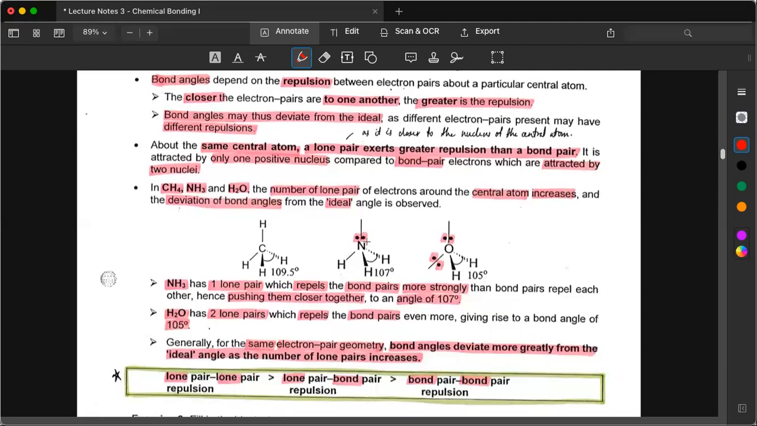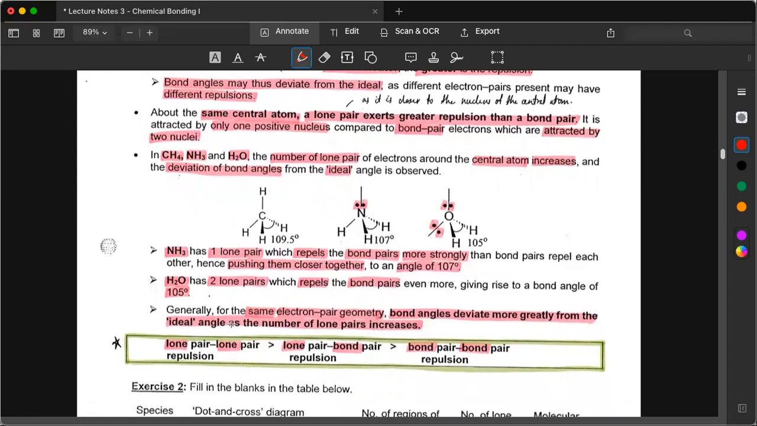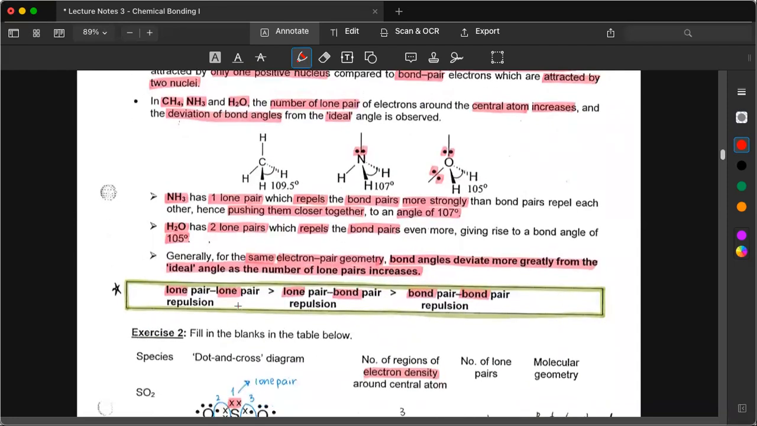Because lone pair-bond pair repulsion is greater than bond pair-bond pair repulsion, you can see that H and H here is closer. While in H2O, you have two lone pairs which repel the bond pairs to a great extent, so it pushes them even closer to 105 degrees. So in general, for similar electron pair geometry, which means 4 electron density, the bond angle will deviate more greatly from the ideal as the number of lone pairs increases. So this is VSEPR theory.